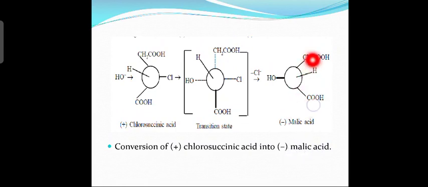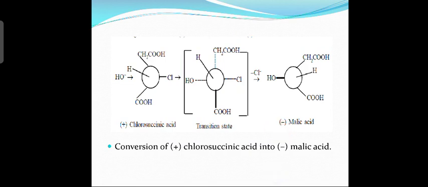Malic acid formula is CH2COH, CHOH and then COH, okay. So chloro, or in other words positive, plus chlorosuccinic acid is converted into minus malic acid, okay. So in water inversion, conversion of chlorosuccinic acid takes place into what? Malic acid. One is in dextro form, the other in levo form, alright. So this is an example of Walden inversion, alright.